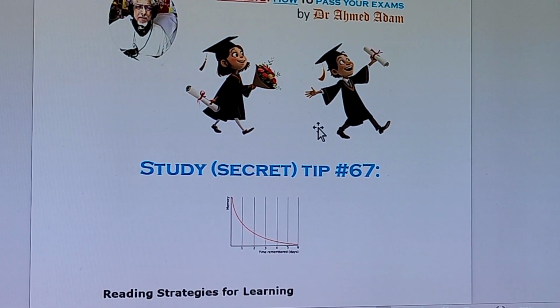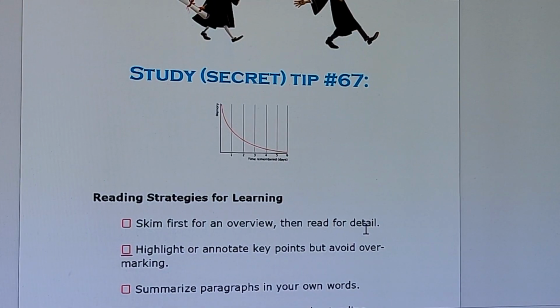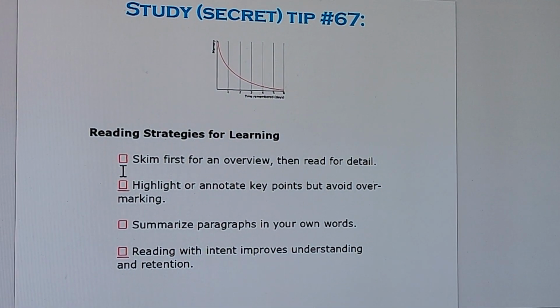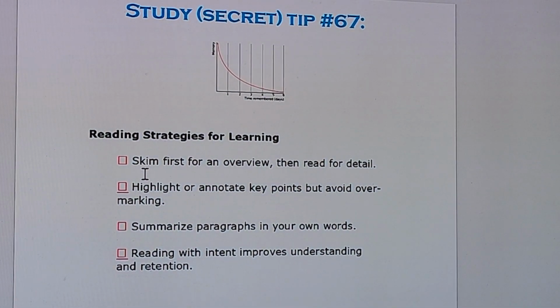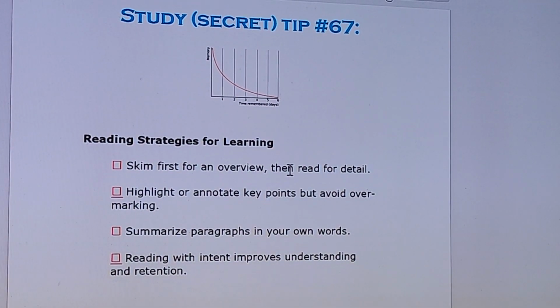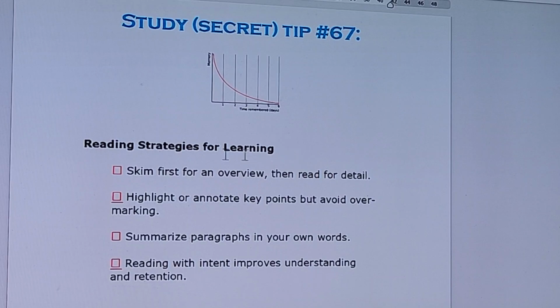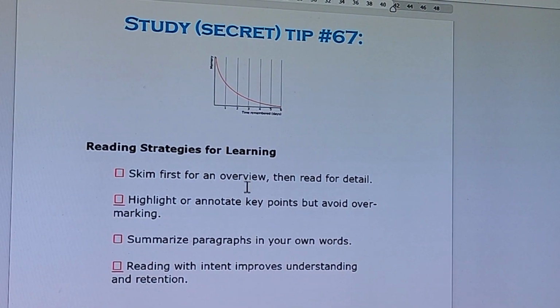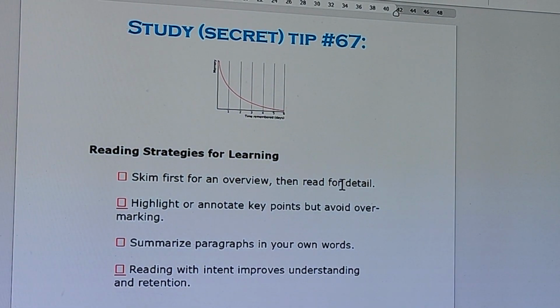So the way to avoid this forgetfulness curve, here's some revision of some strategies for learning. First, skim the work for a general overview. First, you must do that, and then you read for detail. This is similar to the SQ3R. So you skim the work, do the overview, and then you do the detailed reading.